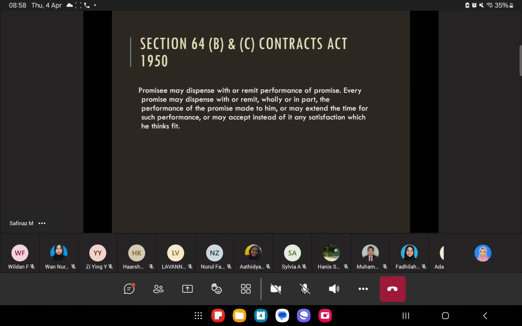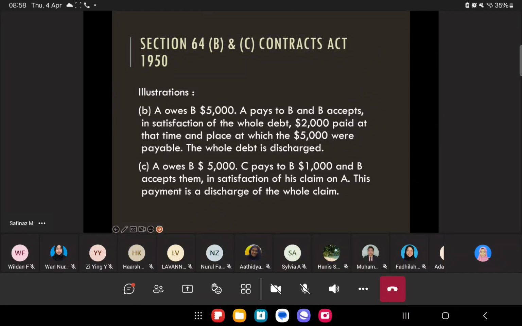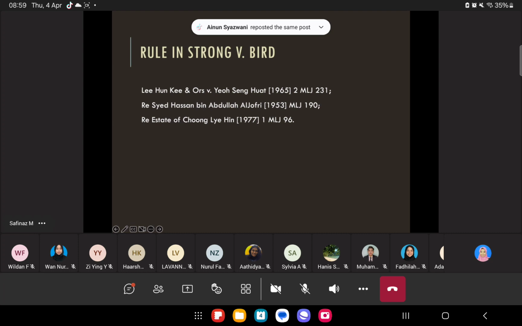Cuma saya highlight kat sini we have a similar provision but in Contracts Act which is applicable to contract lah. Tapi of course rule in Strong and Bird ni is actually for trust, to prove that it is an exception to the maxim equity will not assist a volunteer. Okay, this is illustration of Contracts Act. I will not read it. Boleh baca nanti sendiri. So these are cases, you all boleh baca, rujuk, cases yang refer to rule in Strong and Bird ataupun apply the rule in Strong and Bird.